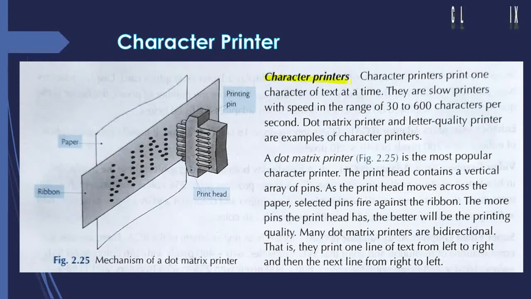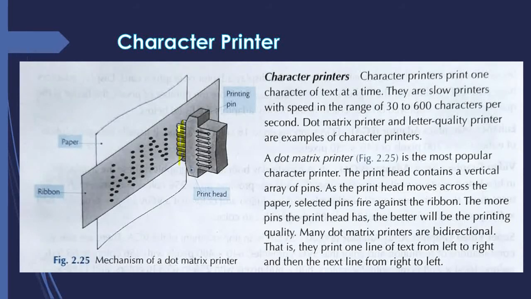Character printers: this is a printing pin, this is the printing head, this is the paper, and this is the ribbon. The whole part that holds these is the printer head. Okay, and these, which are highlighted, are the printing pins.